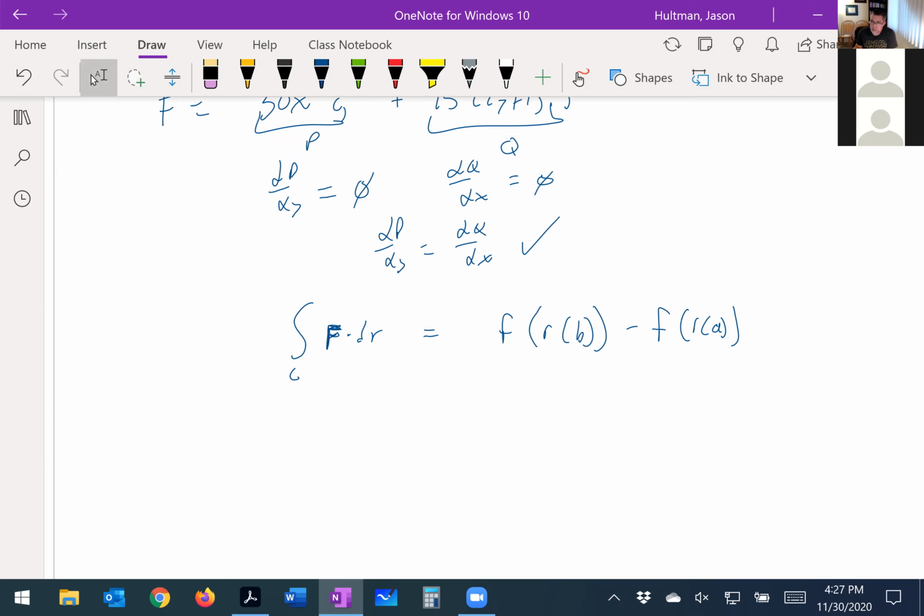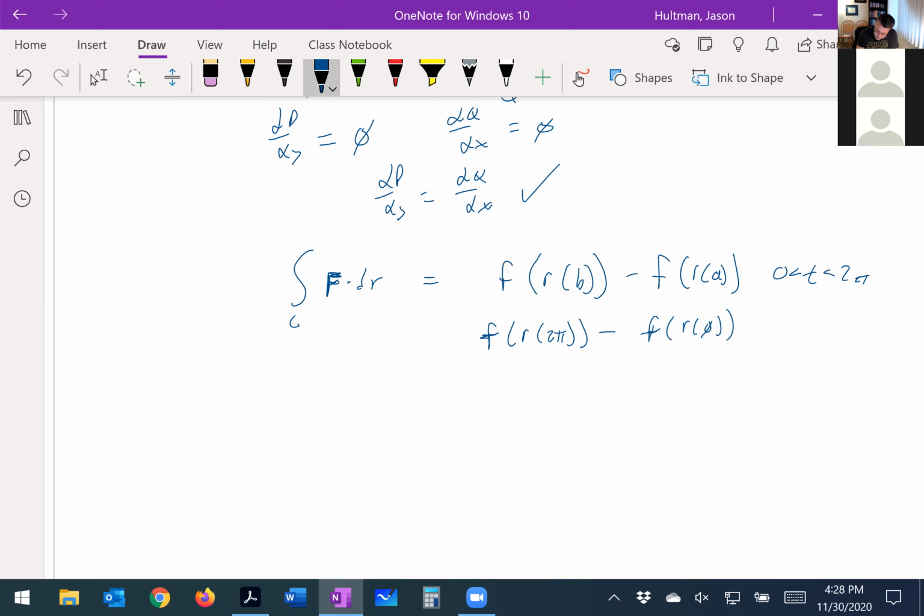So for some a and b, well, we already know what the a and b are, because our parameter is t in this case, and t goes from 0 to 2 pi. We know this is f of r of 2 pi minus f of r of 0. Now we just have to plug it in, right? First we have to find our parent function though, but that's not too hard in this case.